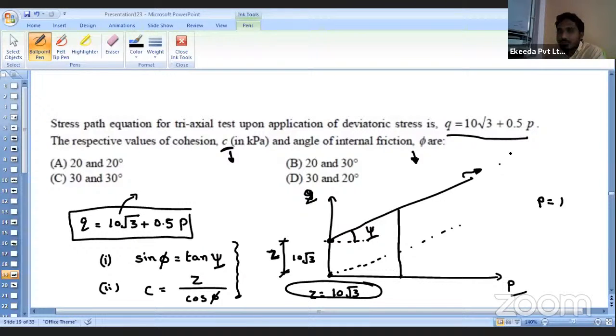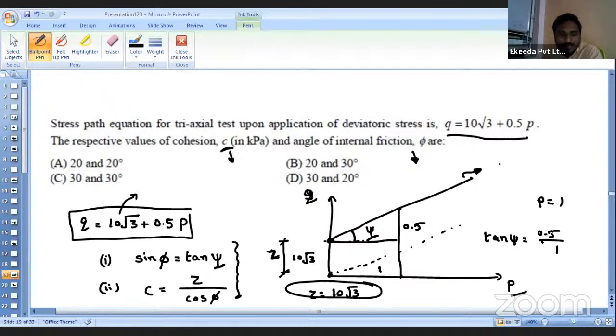Let us assume at p equal to 1, what about your q value? Your q value will be 10 root 3 plus 0.5. So already 10 root 3 is there, and what about this here? 0.5. And what about your p value? 1. So from this, use tan psi. Tan psi is nothing but the opposite, 0.5, divided by 1.